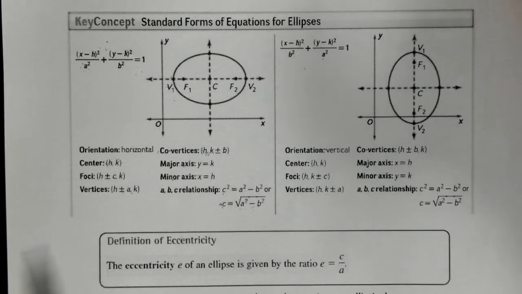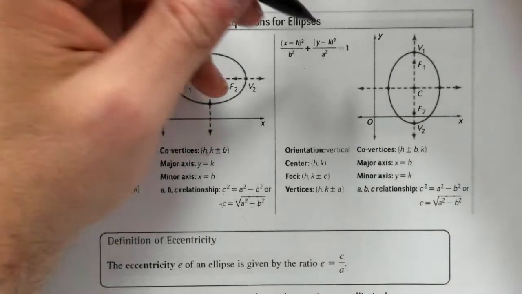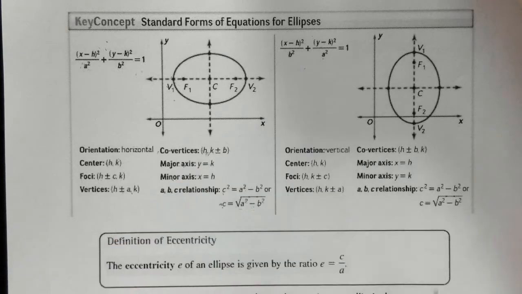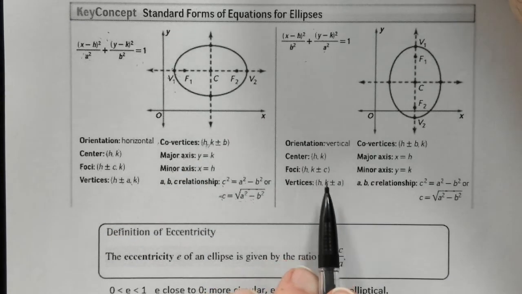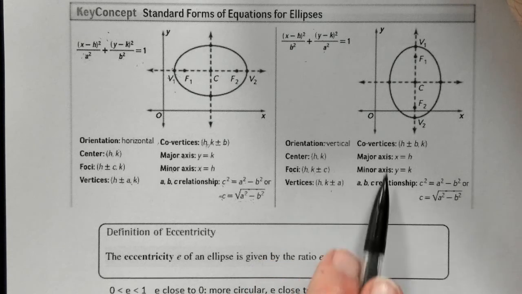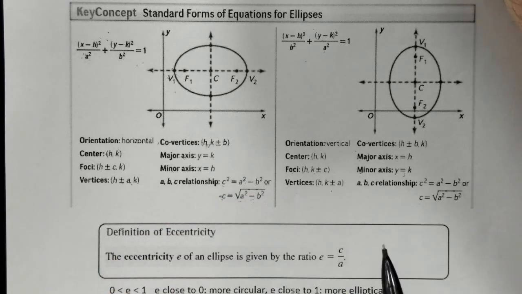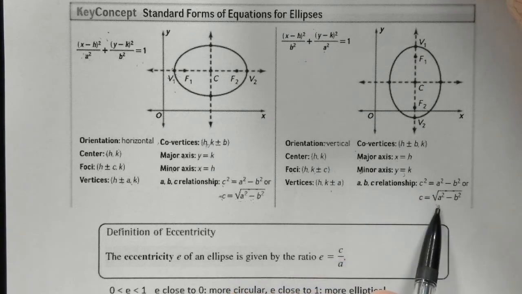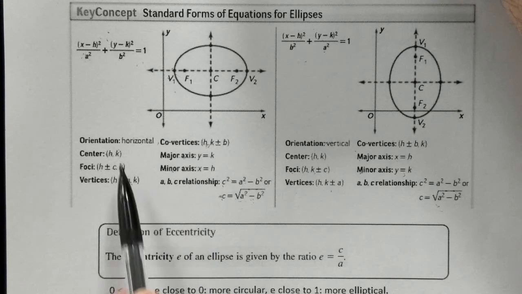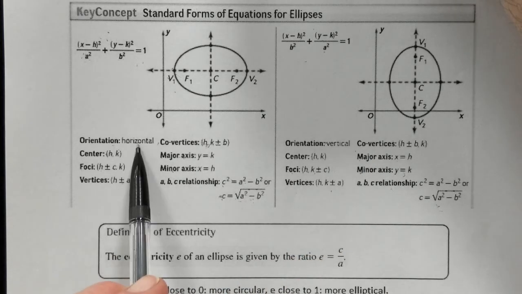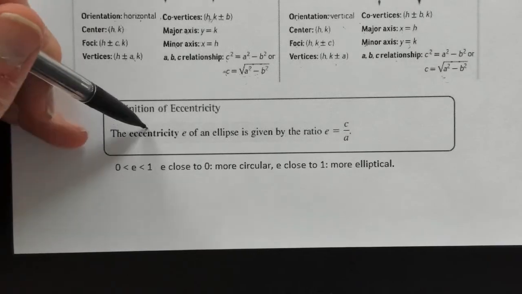Now, if we switch it over and take a look at a vertically oriented ellipse, then the major difference is the a is under the y instead of the x. That's the first difference. And then there are some differences as far as how you find the foci, how you find the vertices, how you find the co-vertices, and then the major and minor axes will switch, right? But this equation to find c is, of course, still the same. So again, the way you find these different points and axes depends upon whether it's oriented horizontally or vertically. Okay? One more definition that we want to take a look at, and that's the definition of eccentricity.